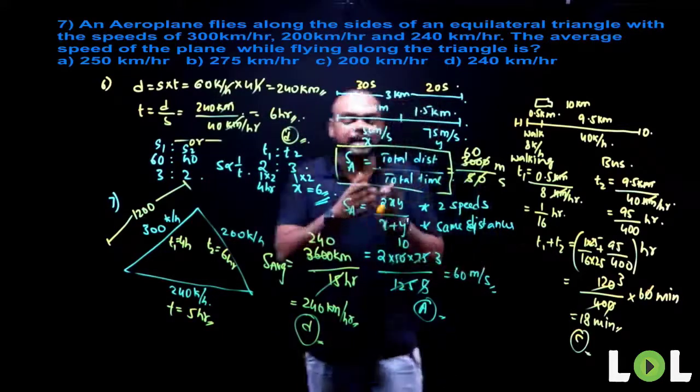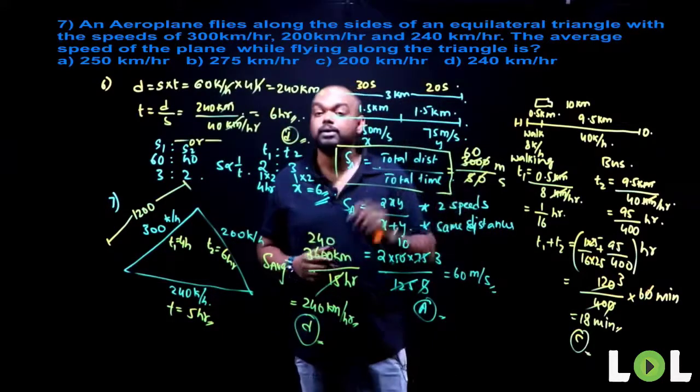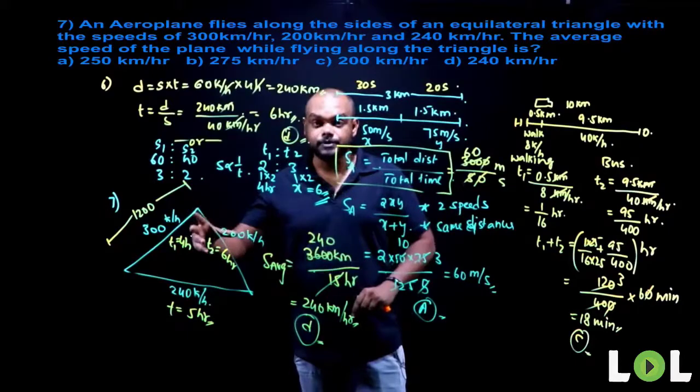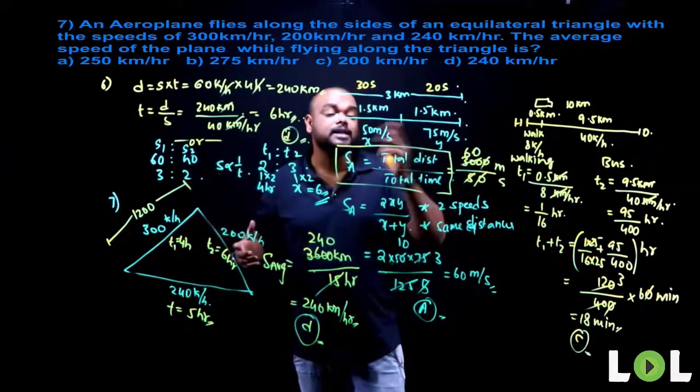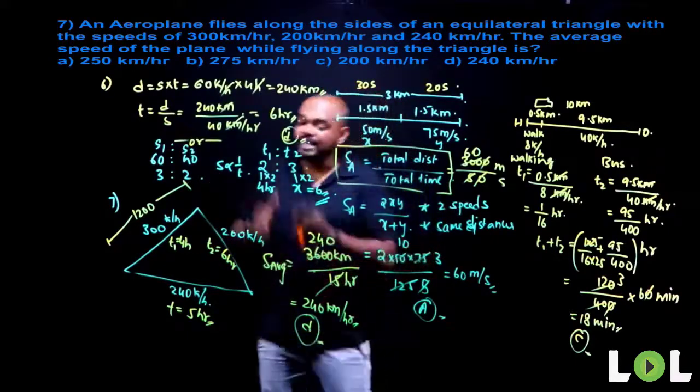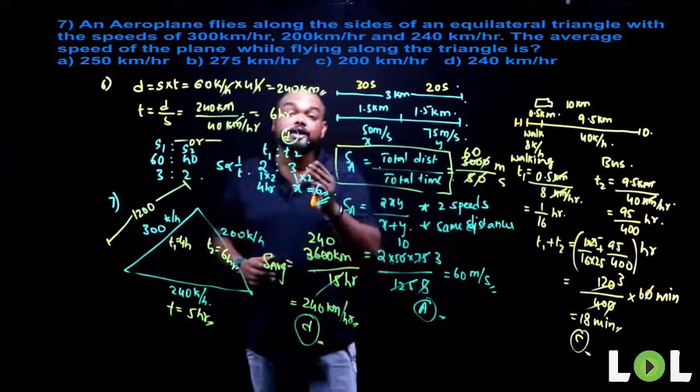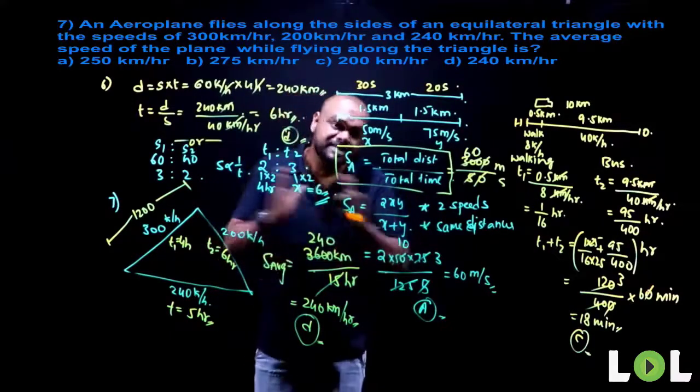I cannot use 2xy by x plus y because here only 2 speeds are allowed, but here there are more than 2 speeds. So we need some other method. That is the universal method: total distance traveled by total time taken. Here neither the distance is given nor the time is given. What can we do? You can assume any distance, people. Any distance you take, you'll get the same answer.